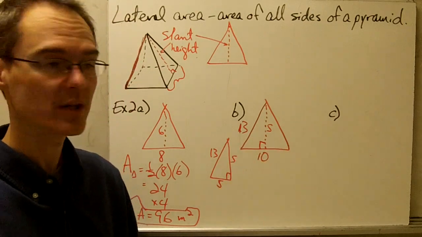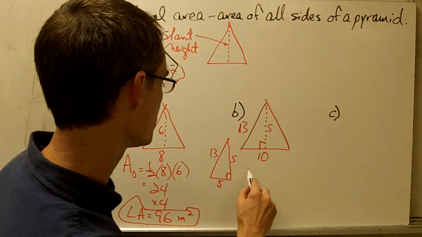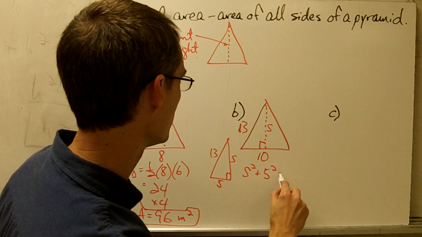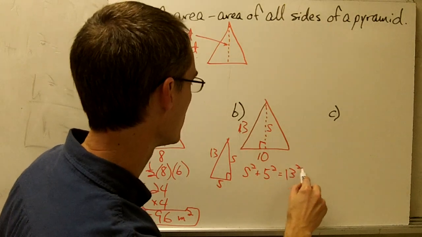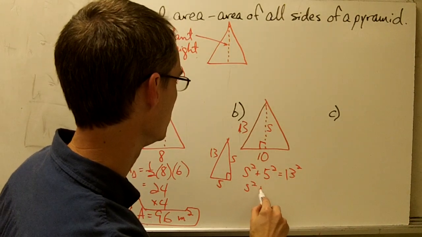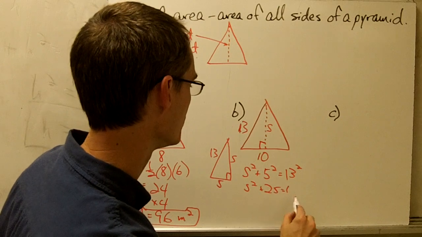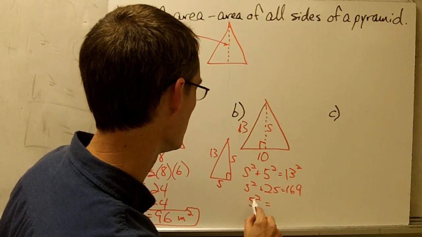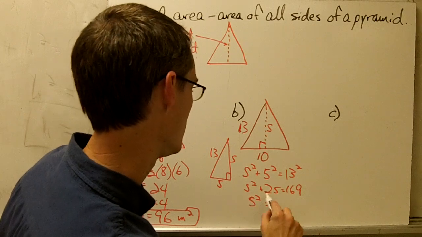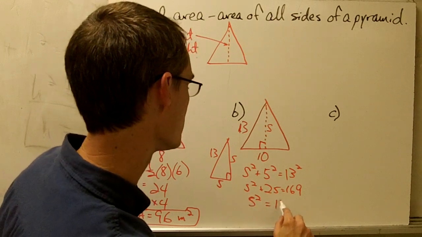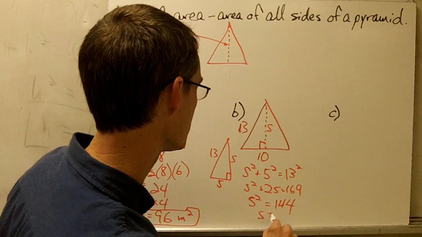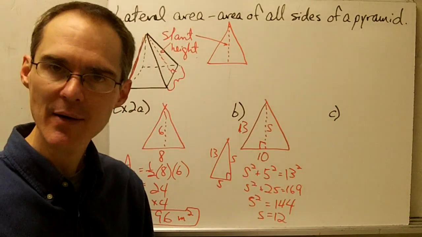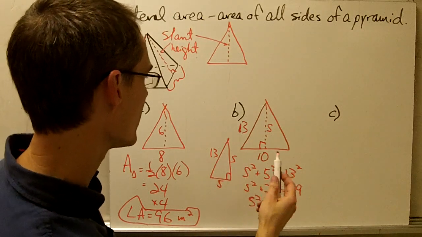Well, I can use the Pythagorean theorem to find out what S is. So let's see. S squared plus 5 squared equals 13 squared. So S squared plus 25 equals 169. Subtract 25 from both sides, that gives me S squared equals 144, and S then equals 12. Now I know what my slant height is. Now I can calculate the area of my triangle.